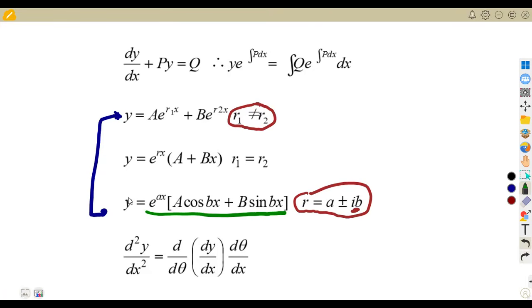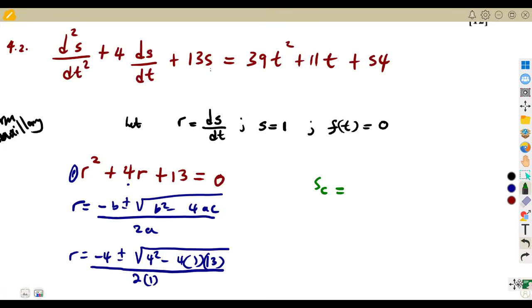But remember, it was in terms of y and x, and this one is in terms of s and t. So where there is y here, we are going to put s. Where there is x, we are going to put t. Remember, it's y in terms of t this time. So wherever we see an x, we put a t. This is how our solution is going to be.